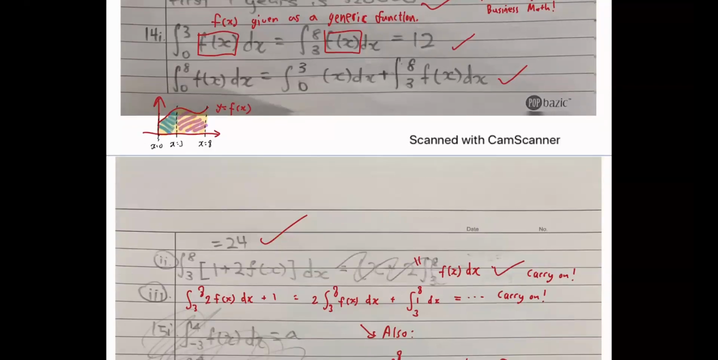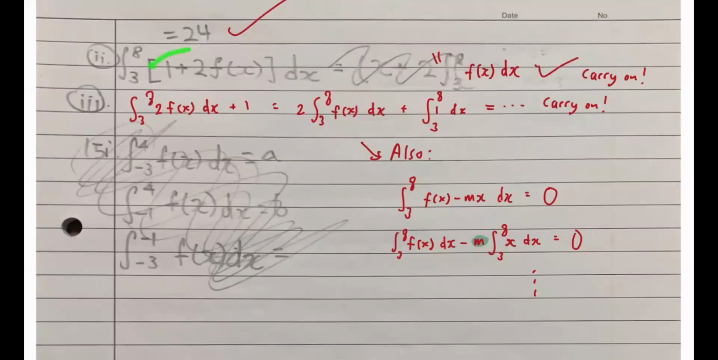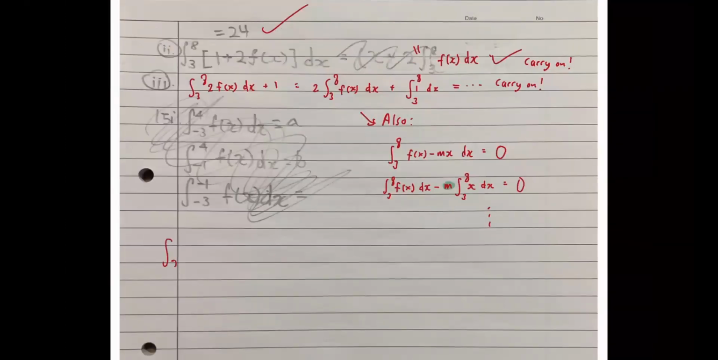Part 2 here, what you need to know is that when you integrate some sum, right, you can split up the integral into the integral of each term. So that means that actually you are doing it halfway already. You can do the following. Integral from 3 to 8 of [1 plus 2 f of x] dx. You can split it up. Integral 3 to 8 of the first term plus integral 3 to 8 of the second term. Is this clear so far?